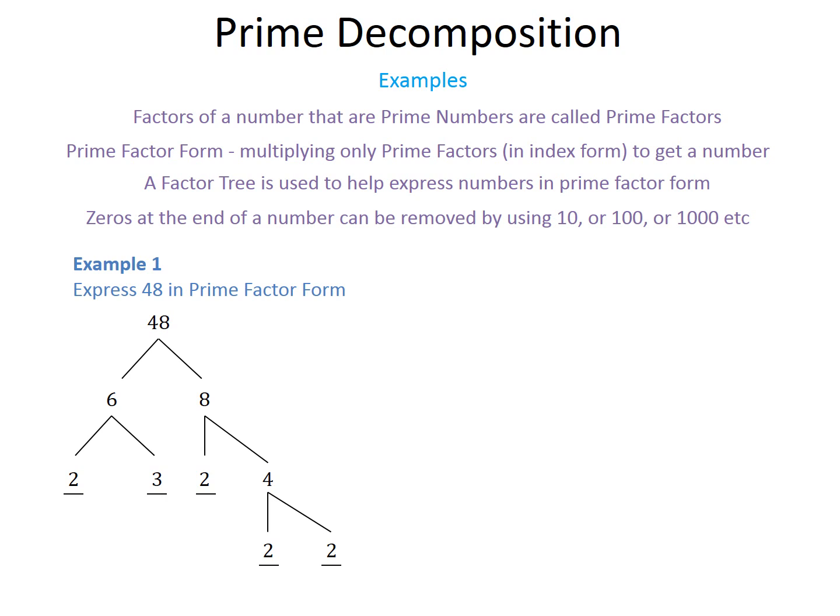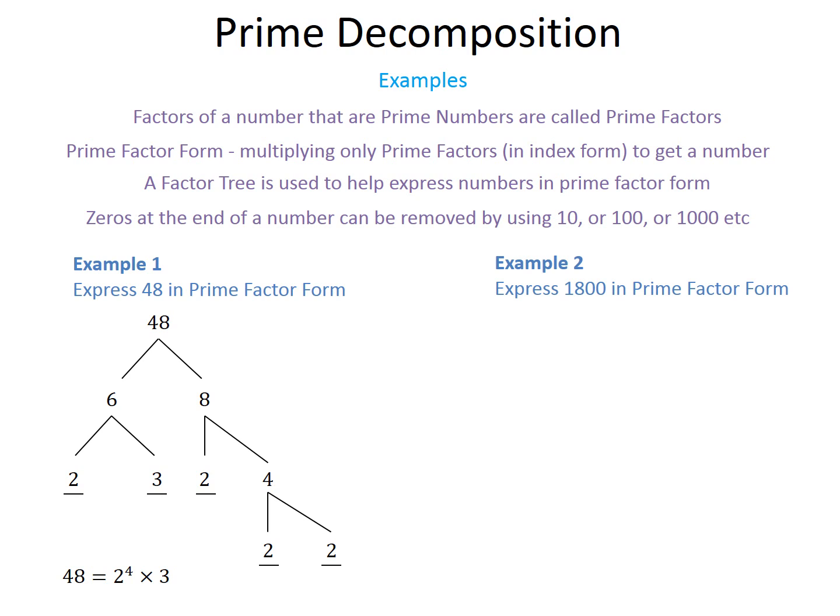So what have I got in total here? Just all the underlined numbers, forget all the rest. So I've got 1, 2, 3, 4 2's and a 3. So the way I express it in prime factor form is I write 48 equals 2 to the power of 4 times 3. And so don't forget the 48 equals. Don't forget to say what number you're expressing in prime factor form.